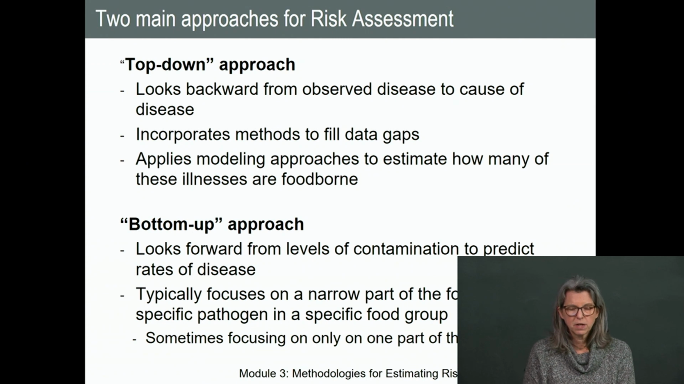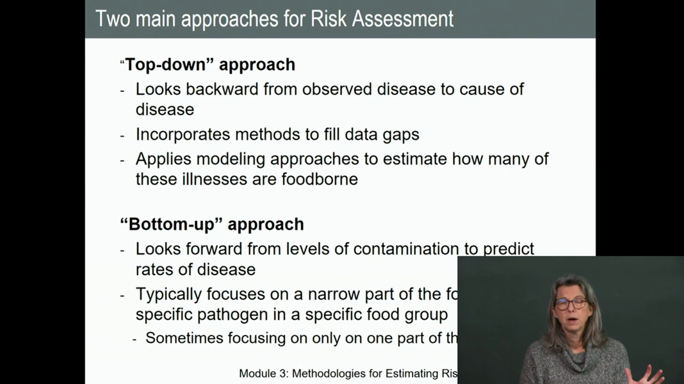So the next approach is bottom-up, and in bottom-up, the analysis looks forward. So it goes from the existence of contaminated food, it might take it through the whole value chain to consumption, and then models the consumption and estimates, given that people are eating this contaminated food, how sick are people getting? So you can see that they use different types of data. So typically the bottom-up approach will focus on a very narrow part of the food system, so maybe a specific pathogen or a specific food group, and it might only focus on one part of the value chain.